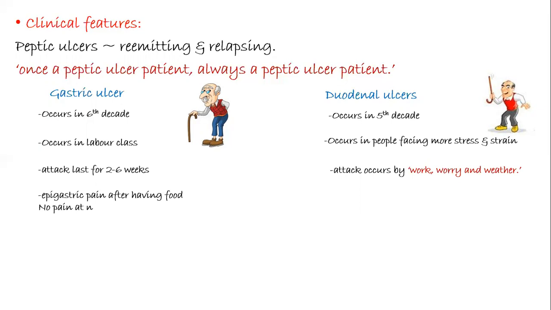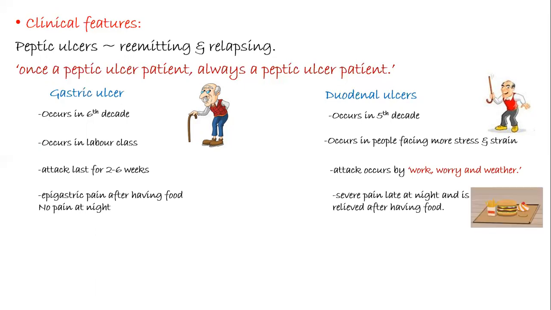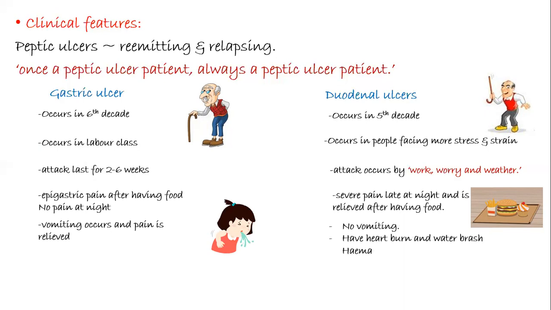In gastric ulcer, there is epigastric pain after having food, and there is no pain at night. Duodenal ulcer patients experience severe pain late at night, which is relieved after having food. Mostly these people are advised to take a cup of cold milk. Gastric ulcer patients experience vomiting, and this vomiting relieves the pain. In duodenal ulcer patients, there is no vomiting; they have heartburn and water brash, and there is hematemesis and melena.